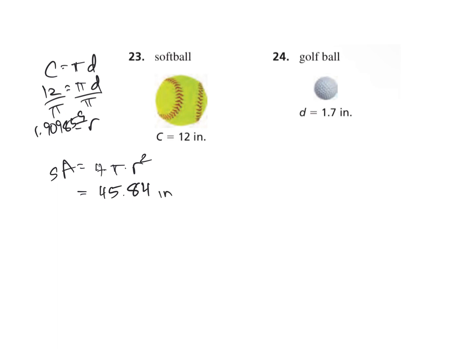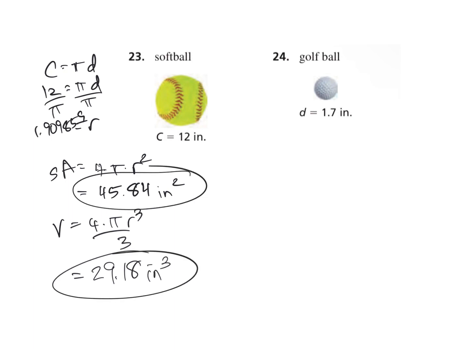45.84 square inches. Now use that long radius for our volume, 4 pi r cubed divided by 3. So 1.909859. We're going to cube it, times it by pi, times it by 4, and divide by 3. And our volume is 29.18. That's cubic inches. So surface area is larger than your volume at the moment.